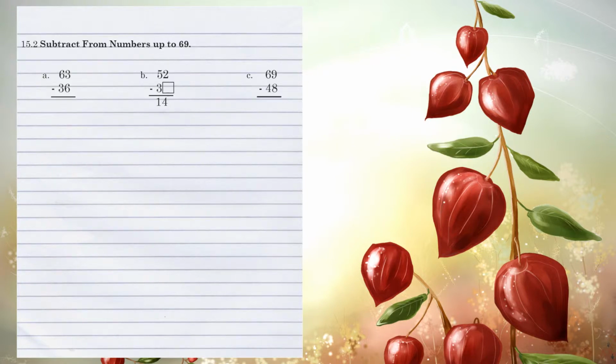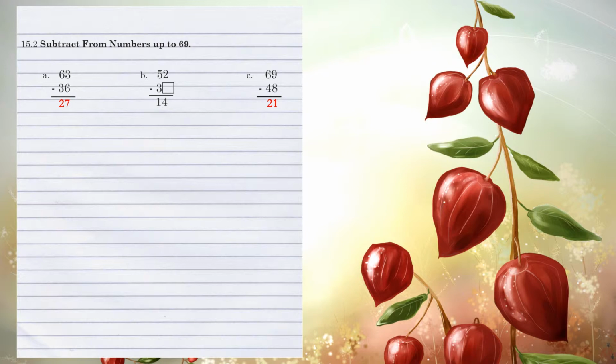Unit 15.2, subtracting from numbers up to 69. Example A, 63 minus 36. Look at the ones. You cannot subtract 6 from 3, so we're going to borrow from the 6, make it a 5. Take that 10, add it to the 3, make it a 13. 13 minus 6 is 7. 5 minus 3 is 2 for an answer of 27.